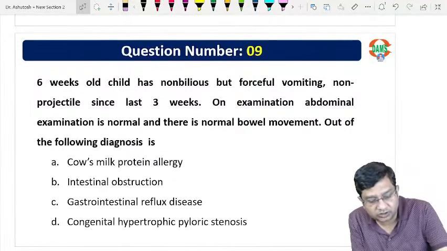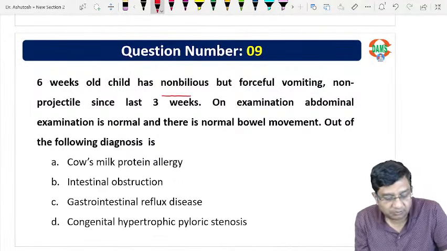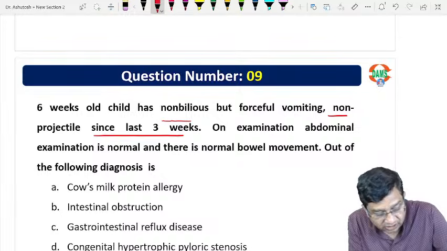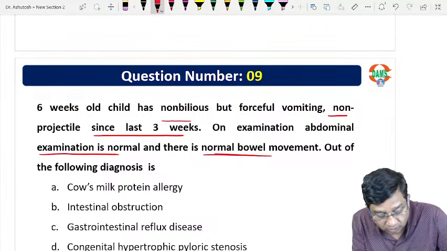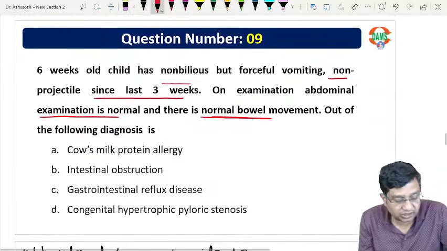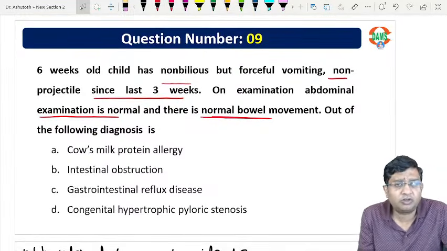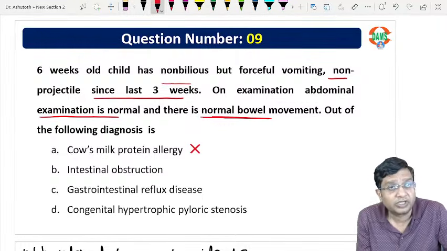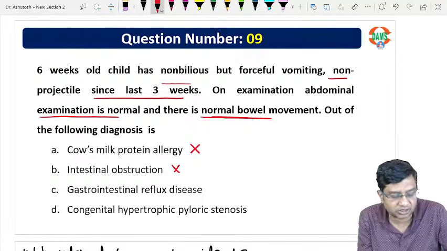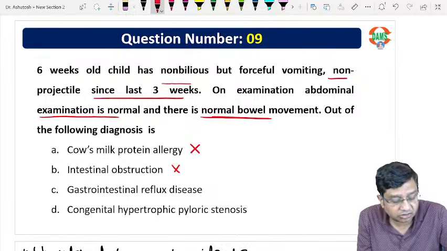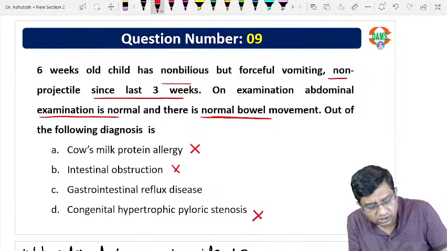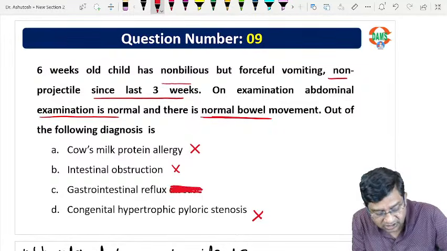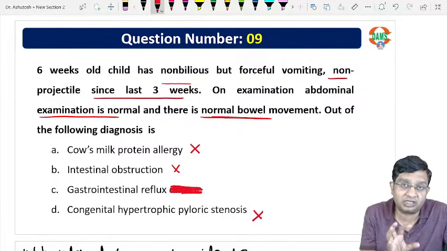Next one: a 6-week-old child has non-bilious but forceful, non-projectile vomiting for the last 3 weeks. On examination, the abdominal examination is normal, with normal bowel movements. A simple thing: cow's milk protein allergy, you will not give a 6-week-old child cow's milk, unless specified, so this is totally ruled out. Non-bilious vomiting rules out intestinal obstruction. For congenital hypertrophic pyloric stenosis, they have written normal bowel movement. The students said GERD, but according to me it should not be a disease here. It should be gastroesophageal reflux.